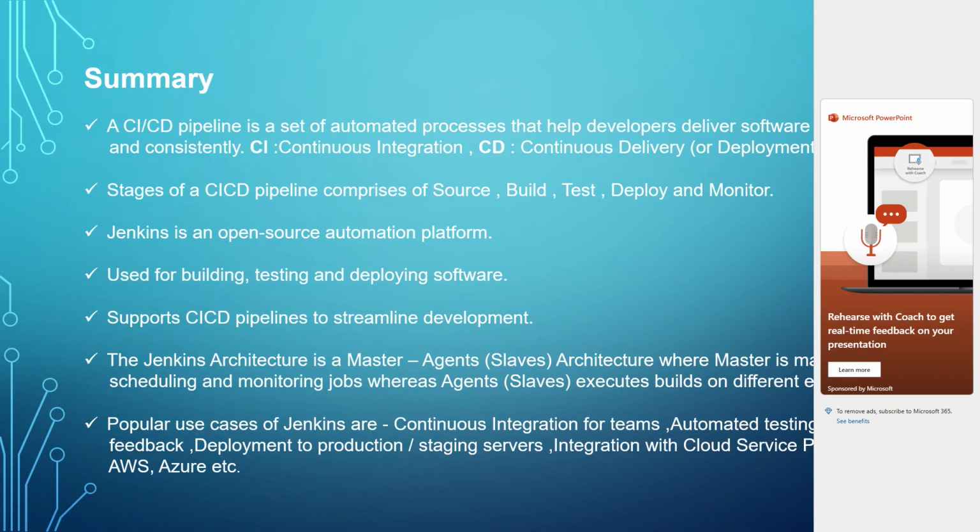Okay. We discussed Jenkins. So what is Jenkins? It's an open source automation platform. It is mainly used for building, testing and deploying software. It supports CI/CD pipelines to streamline development. The architecture is very simple. It has a master-slave or master-agent architecture where the master is the brain of the architecture. It schedules and monitors the jobs, whereas agents just take care of executing the jobs and builds on different environments. There could be scenarios where we don't need a separate master and separate slave. Only one machine can take care of both, but depending upon your workload you could customize and have multiple agents or slave machines based on your use cases.